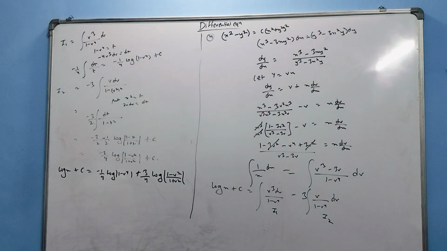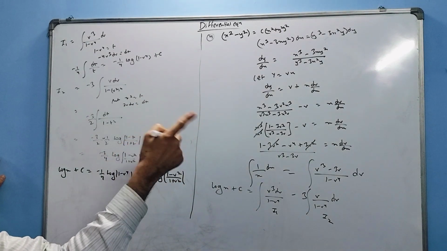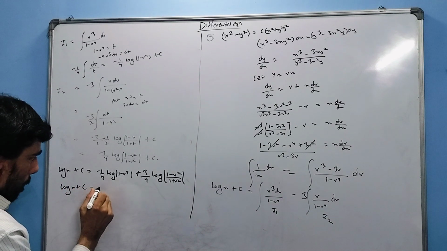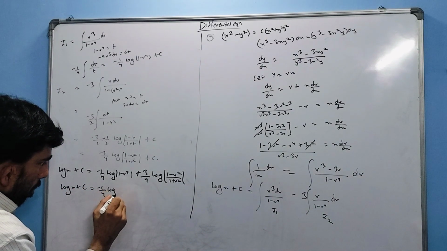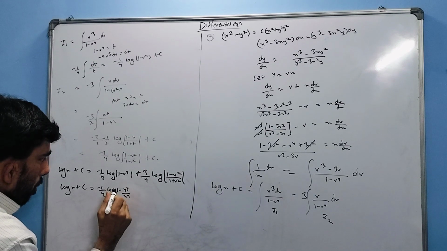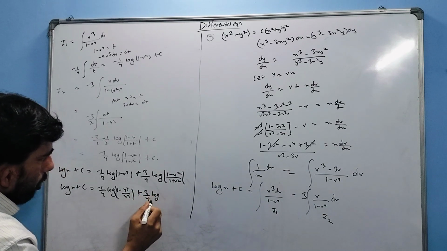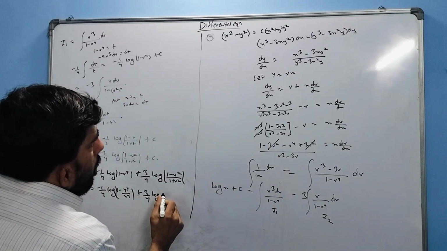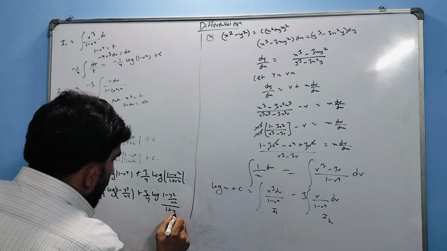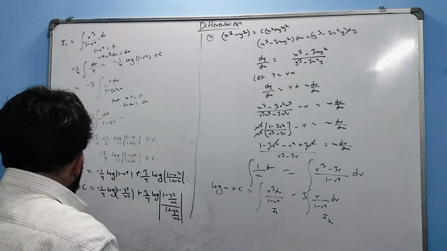Now what can I do? Put the value of v. What we have taken? y is equal to vx, so v is y upon x. So log x plus c is equal to minus 1 upon 4 log of 1 minus y^4 upon x^4 plus 3 upon 4 log of 1 minus y square upon x square upon 1 plus y square upon x square. So finally I got this.